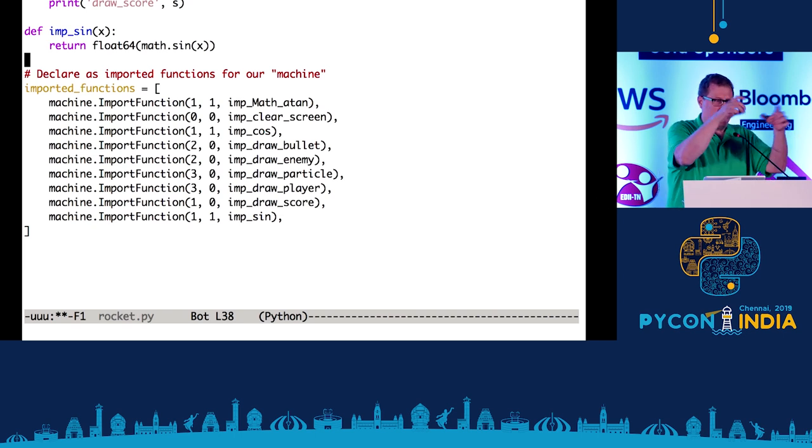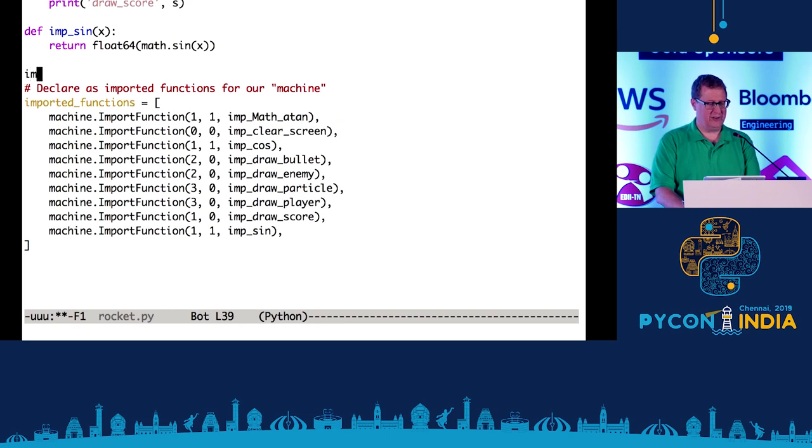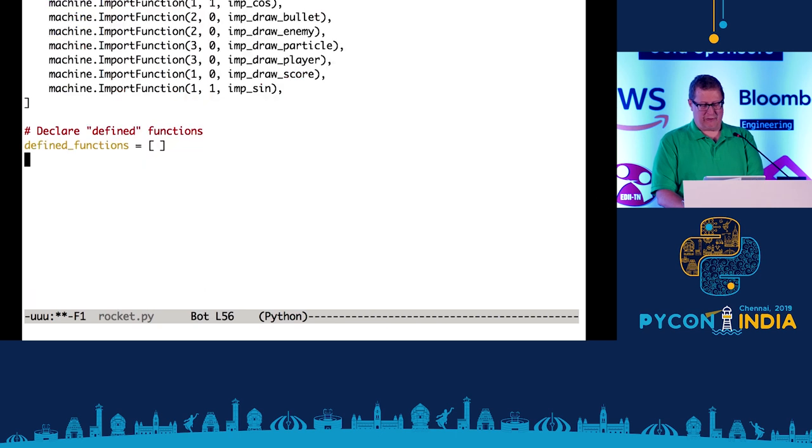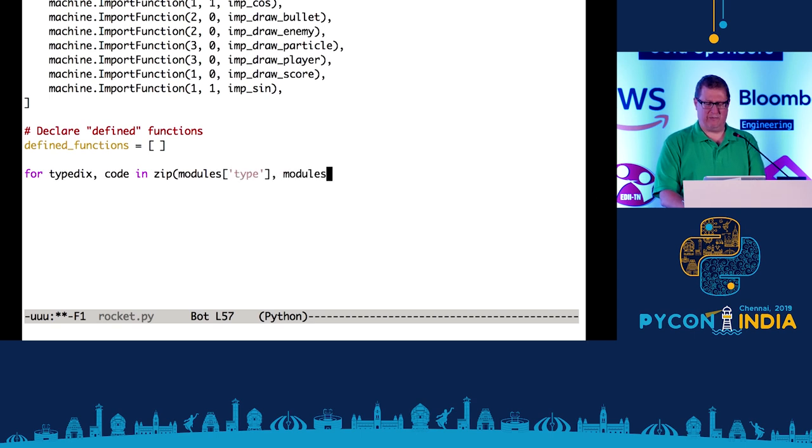This is exactly the thing that I did with the player thing. I had the imported function. I will have to import machine to do that. What I can do after that is declare all of the defined functions. These are basically functions that are in WebAssembly. What I'm going to do here is turn those into the functions that I did in my little hack this morning. Before that, it was just, okay, let's make a list of defined functions. What I'm going to do for this is you get a type index and a block of code. This is just giving you an idea of what it looks like.